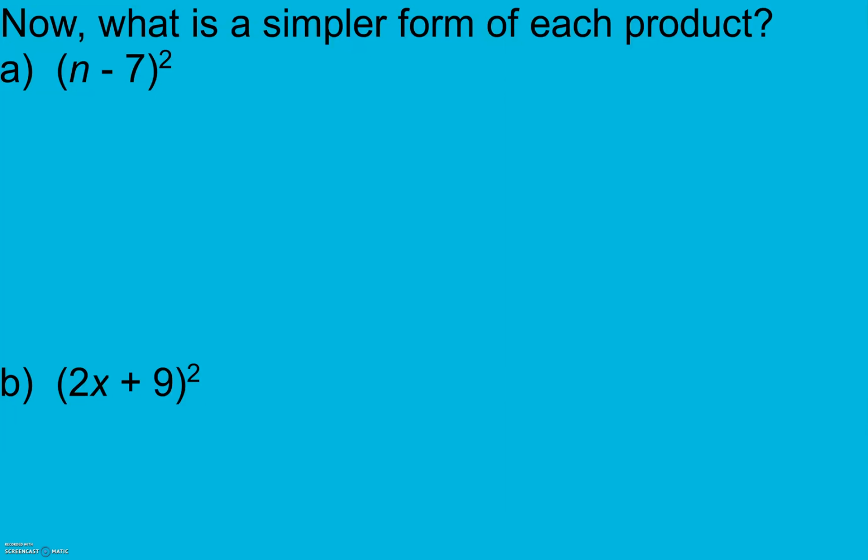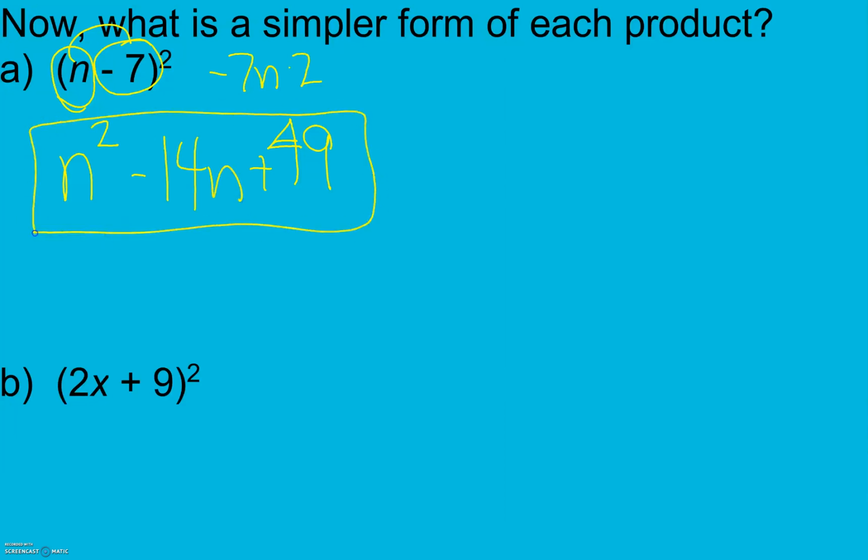So because we have a binomial squared, we can use our shortcut. We can take our first term, square it, our last term, square it. So when I take negative 7 times itself, I get positive 49. We can multiply them together, negative 7n, and double it. So here I get n squared minus 14n plus 49. Same thing for b. 2x squared, remember we square both pieces there. So I end up with 4x squared. My last term, square it, positive 81.